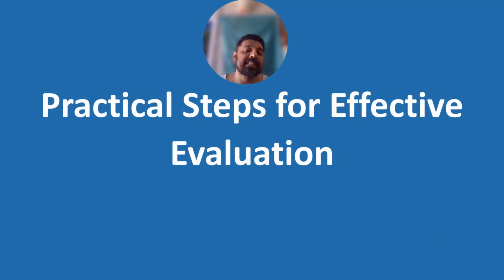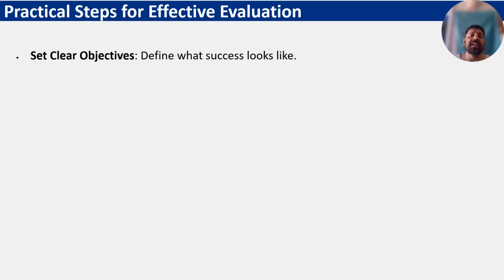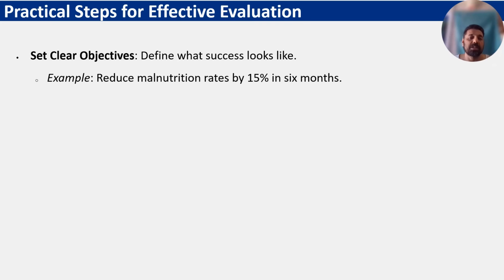Now we will discuss practical steps for effective evaluation. How to conduct effective evaluation? What are the practical steps? To conduct effective evaluation, set clear objectives. For example, reduce malnutrition rates by 15% in 6 months. So this is a clear objective. Here you can see the direction: to reduce what? Malnutrition rates. And here you can see the target, 15%, and the duration, 6 months.